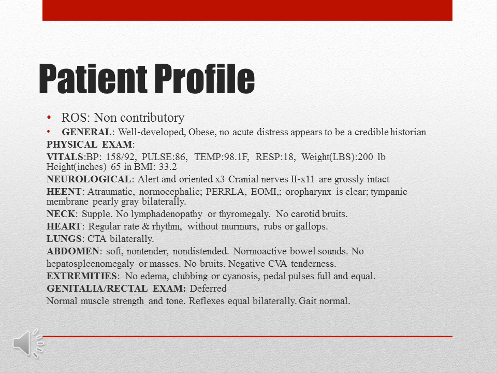Abdomen, soft, non-tender, non-distended. Normal active bowel sounds. No hepatosplenomegaly or masses. No bruits. Negative CVA tenderness. Extremities: no edema, clubbing, or cyanosis. Pedal pulses full and equal. Genitalia and rectal exam are deferred. Normal muscle strength and tone. Reflexes equal bilaterally, and her gait is normal.